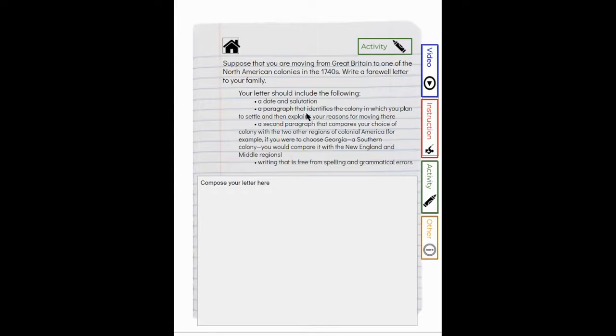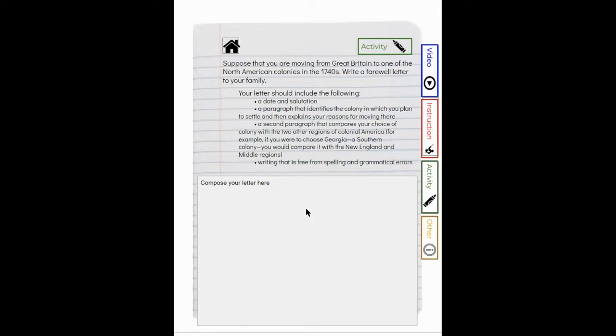You need a paragraph that identifies the colony in which you plan to settle, and it then explains your reasons for moving there. You need a second paragraph that compares your choice of colony with the other two regions of colonial America. For example, if you were to choose Georgia, a southern colony, you would compare it with the New England and the middle regions and say why you're choosing Georgia over those other two regions. And you need to have writing that is free from spelling and grammatical errors.